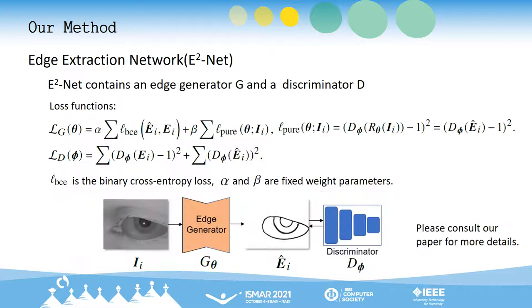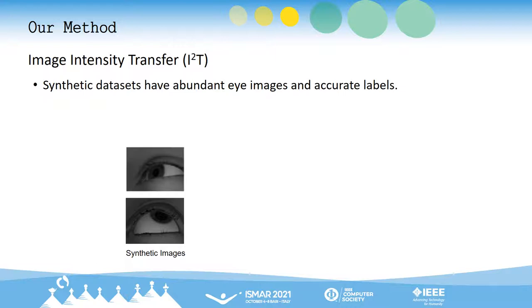E2Net contains an edge generator and a discriminator. We optimize the generator by minimizing the combination of cross-entropy loss and adversarial loss. The discriminator network aims to correctly distinguish inputs. Please consult our paper for more details. We use sufficient synthetic images for training the E2Net.